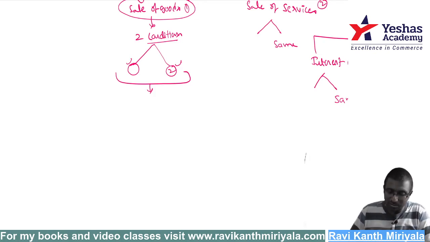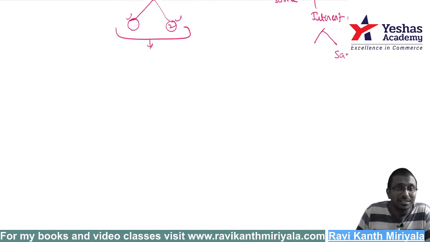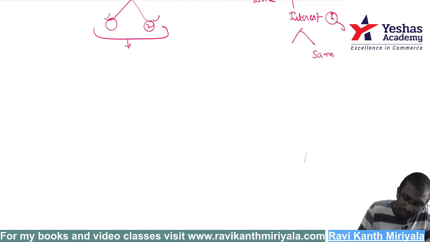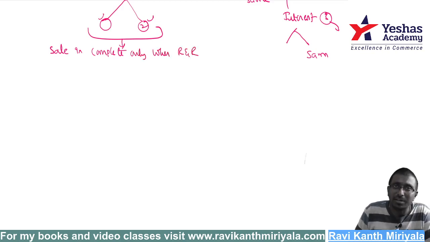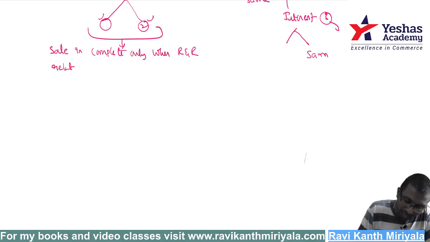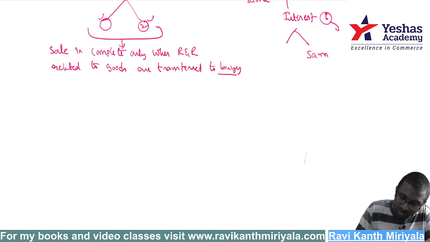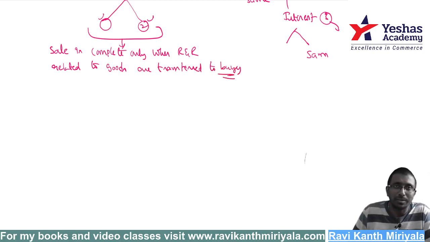In other words, when can you recognize the sale is complete? Sale is complete only when risks and rewards related to the goods are transferred to the buyer. Risks and rewards related to goods are transferred to the buyer. If you have transferred them to the buyer, then my sale is complete.